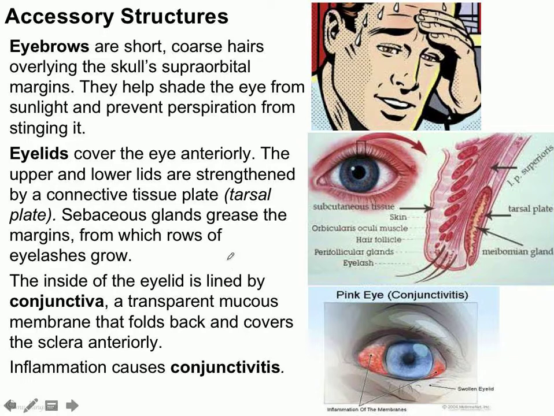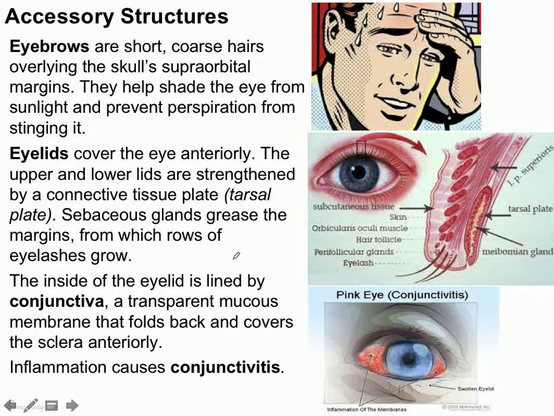And that brings me to the accessory organs. Eyebrows are short, coarse hairs overlaying the skull's supraorbital margin. They help shade the eyes, so that's actually a natural sun hat, but they also prevent perspiration, the sweat, from getting into the eyes, and then it stings. So we then need to blink too much. Eyelids cover the eyes anteriorly. There's upper and lower eyelids, and they're strengthened by little connective tissue plates called tarsal plates. Then they all have sebaceous glands in them, and of course every eyelash, every hair that we have, has a sebaceous gland feeding into it, so it doesn't dry out. And so we have eyelashes there.